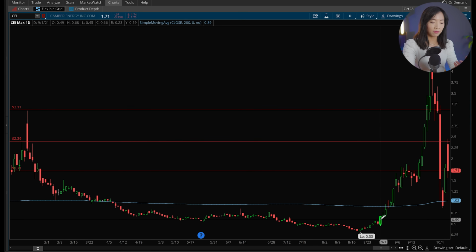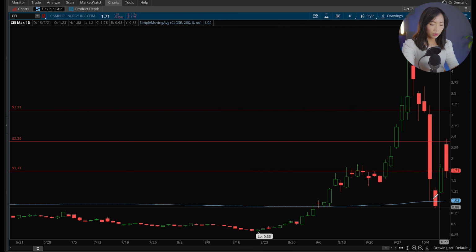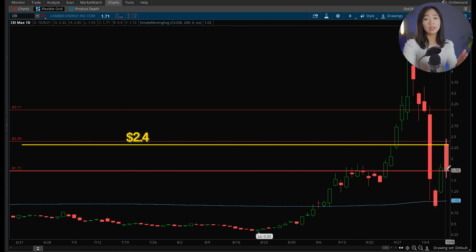Okay, so looking at the CEI chart, you can see that the stock already had its breakout. It went from 50 cents to $1.70 and all the way to almost $5. But now it's been selling off. And even though recently we bounced from 90 cents to around 240s here, we sold off, we didn't hold the breakout, right? You can see the stock didn't hold above $2. So it's back under that 170 resistance, 180, 170's resistance over here.